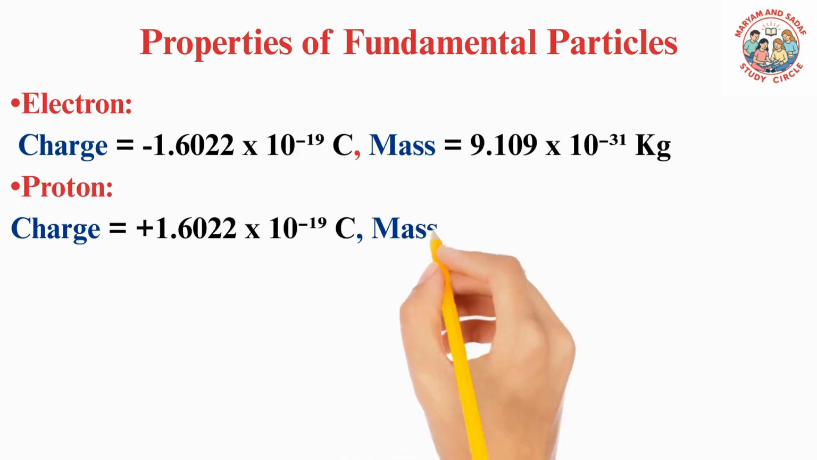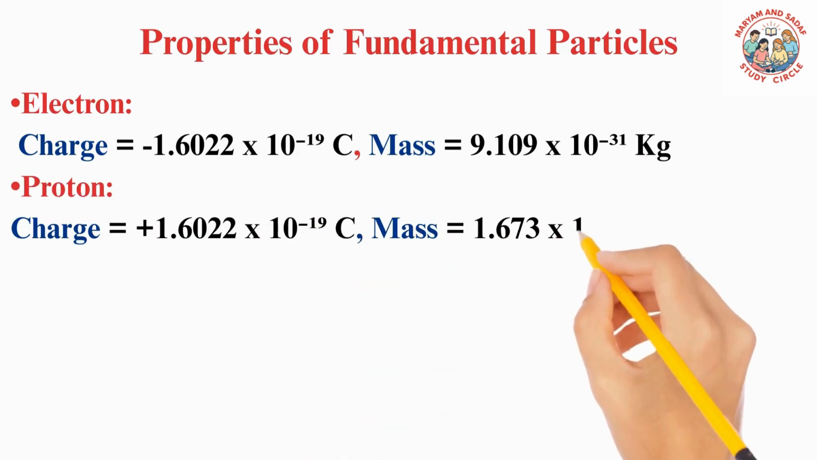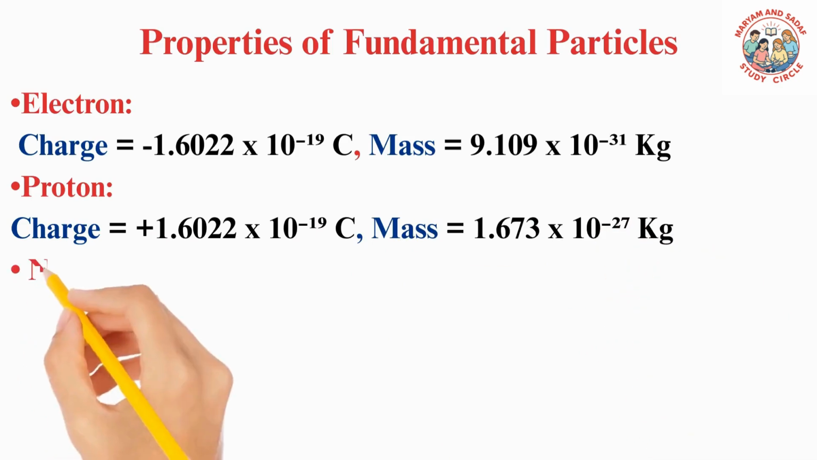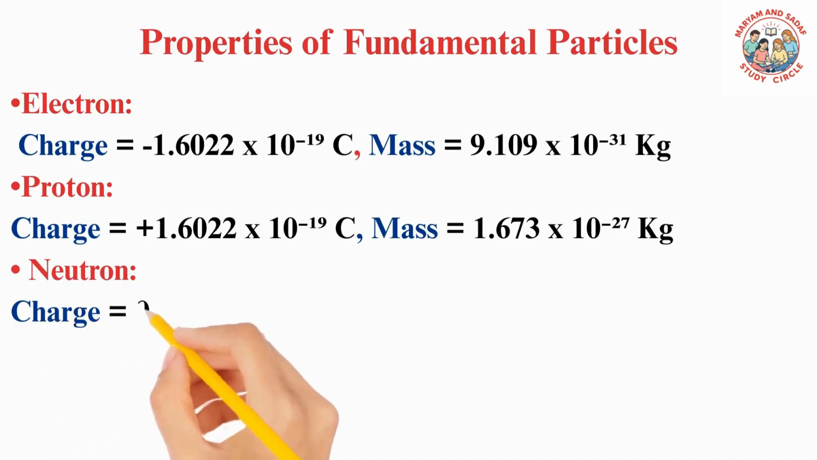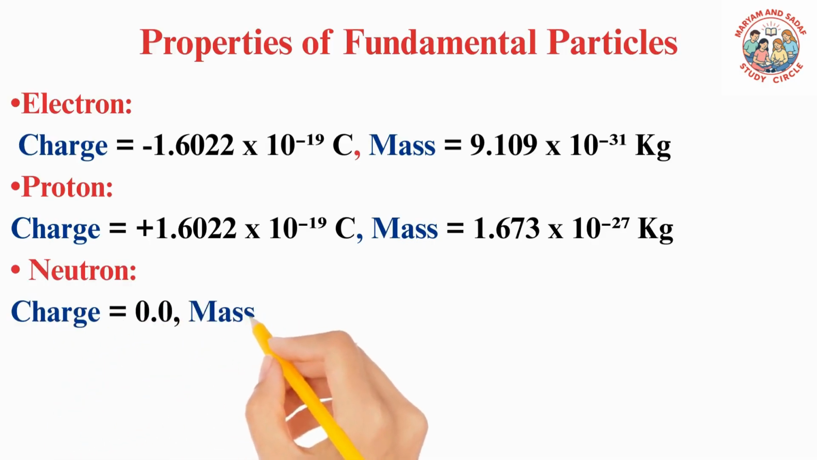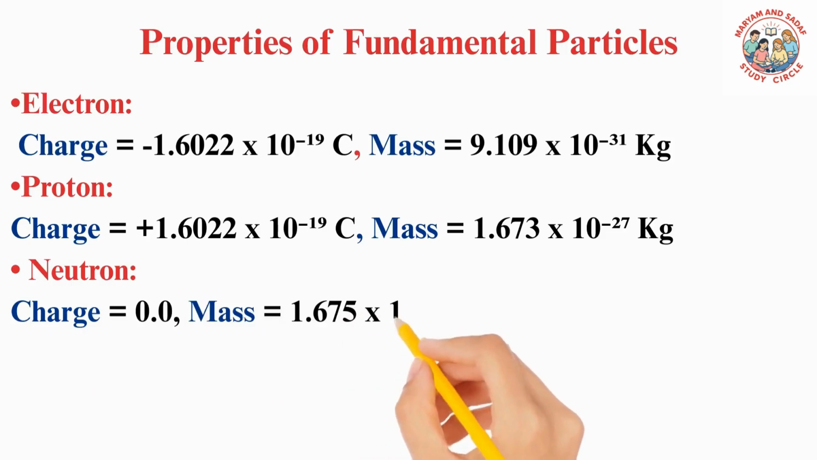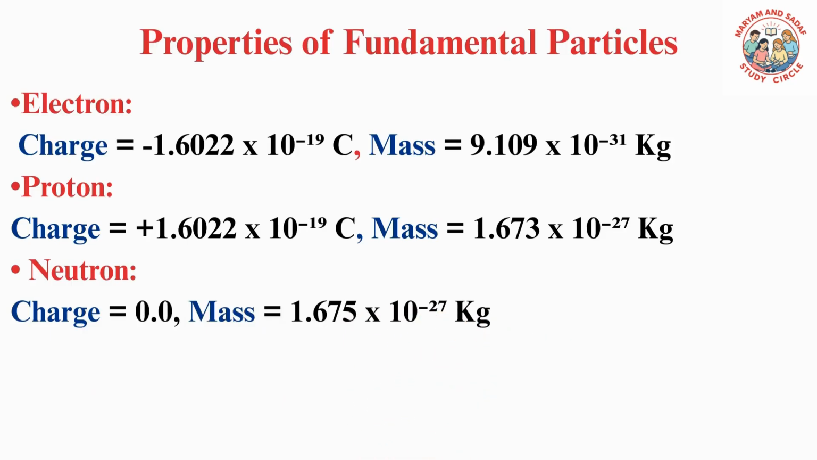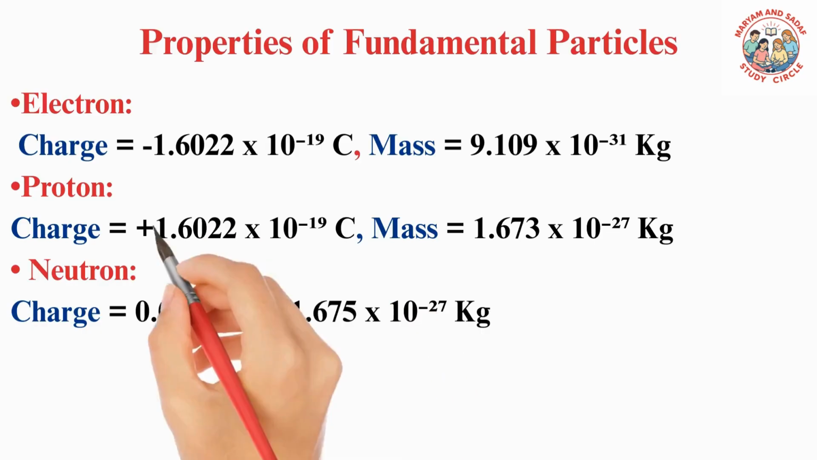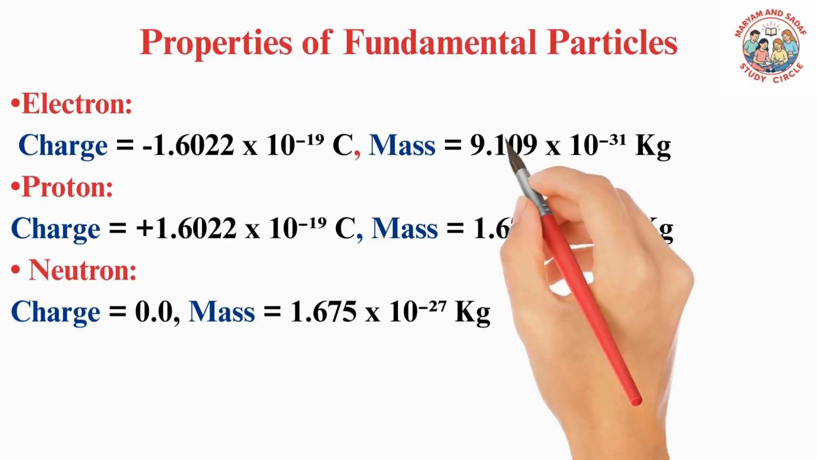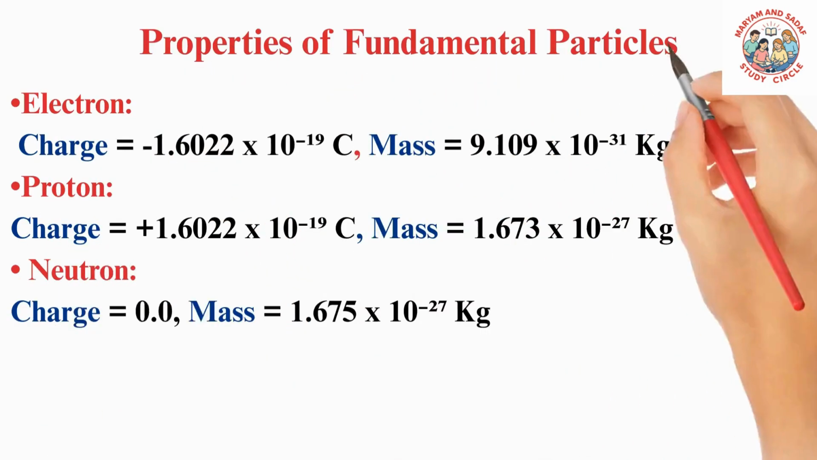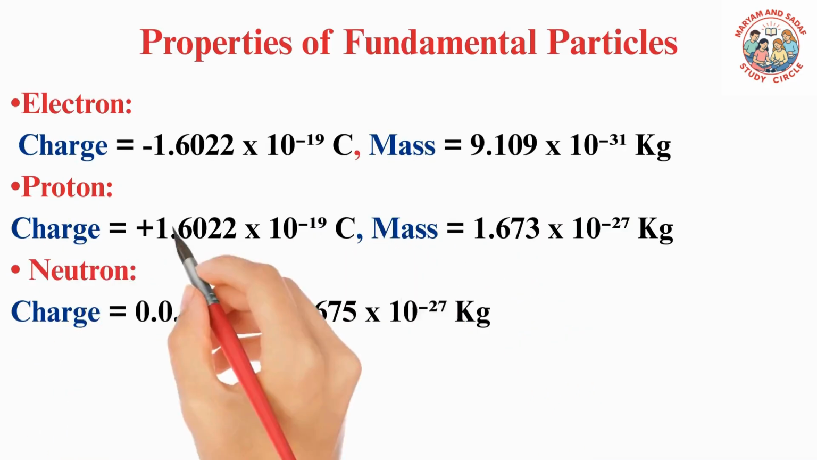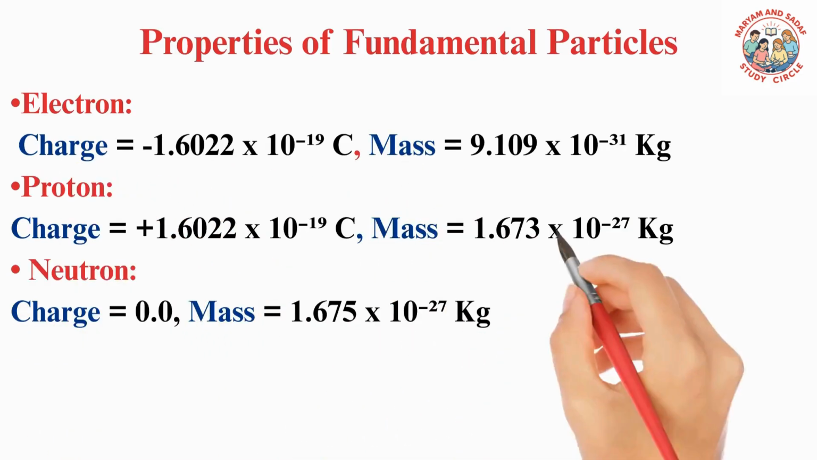Proton: charge equals plus 1.602 times 10 to the power of negative 19 coulombs. Mass equals 1.673 times 10 to the power of negative 27 kilograms. Neutron: charge equals 0. Mass equals 1.675 times 10 to the power of negative 27 kilograms.